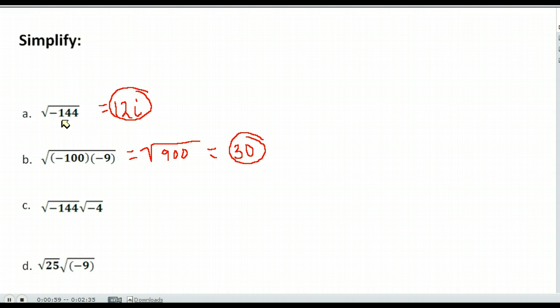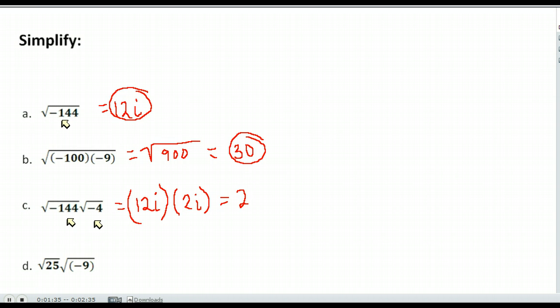Okay, so each one is particular depending on what it looks like. Here it looks similar, but notice these are in separate radicals, the -144 and the -4. So we have to evaluate them separately before we can multiply because they are in two separate radicals. This -144, we said its square root is 12i because of the negative, and -4, its square root is 2i because the square root of 4 is 2, and the negative gives me i. And now we multiply those.